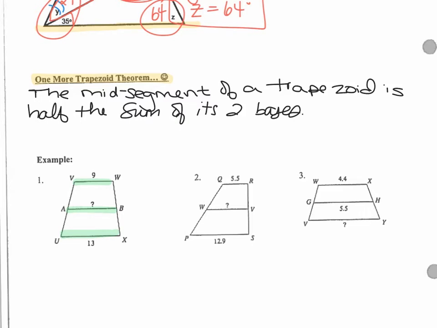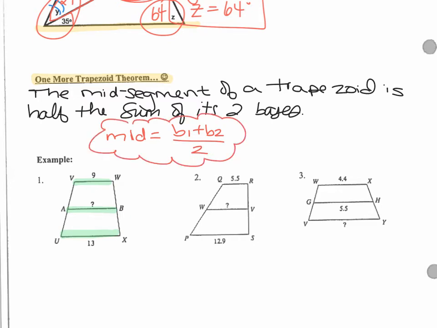Some people like formulas, so here would be a formula. Mid-segment equals base 1 plus base 2 divided by 2. I'm adding my bases together. I'm dividing by 2. It's going to get me the length of the mid-segment. So remember, bases, they are my parallel sides.